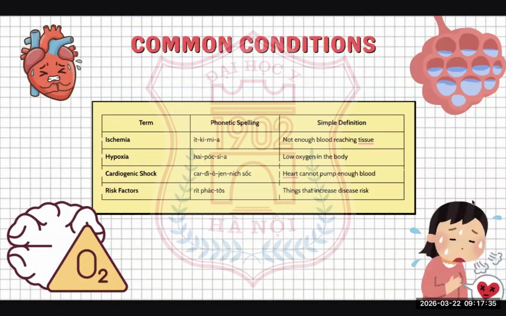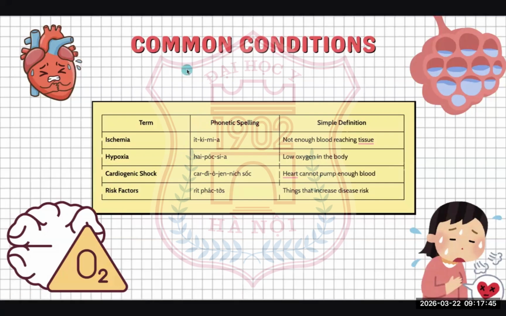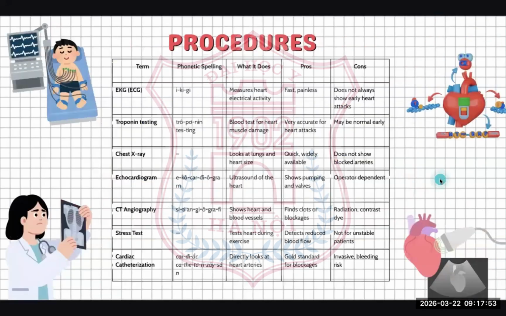For example, many conditions can cause other diseases. Diabetes and obesity tend to be risk factors for many other diseases, including heart failure and infections and things like that. Okay.